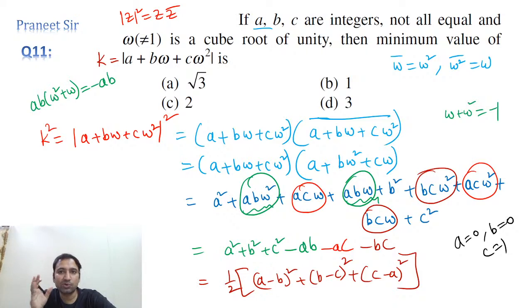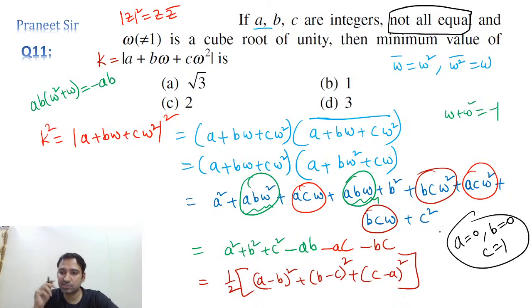All cannot be equal, two can be equal. What he is saying is not all equal. A equals B equals C, we can't take. But we can take A equals B and C a different value. Can I take this substitution? 0, 0, 1. If I take 0, 0, 1, will we get the minimum value? Yes, definitely we'll get the minimum value.